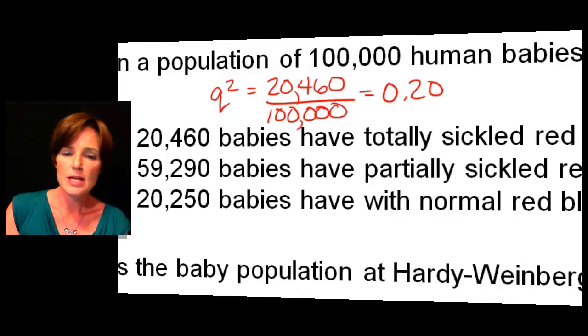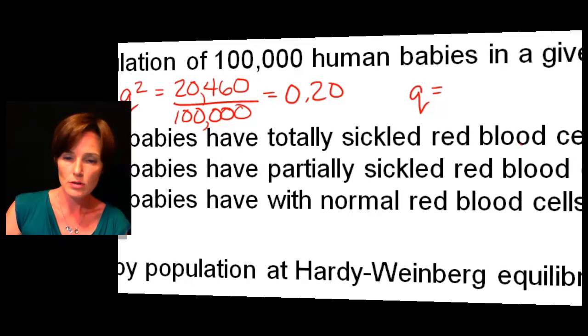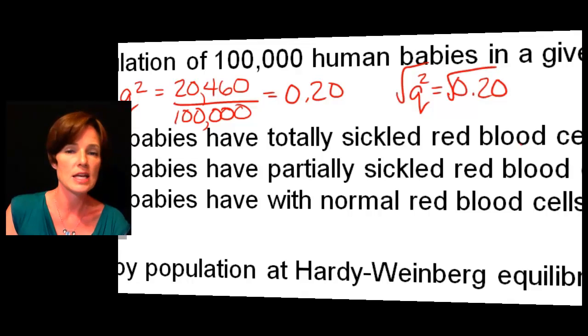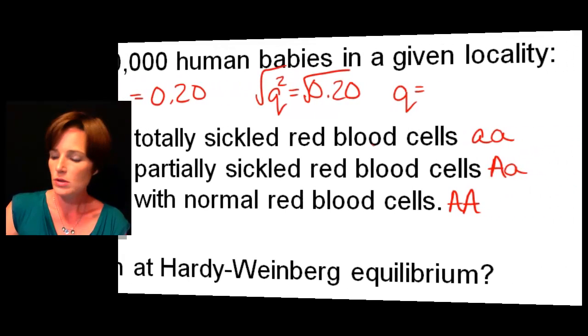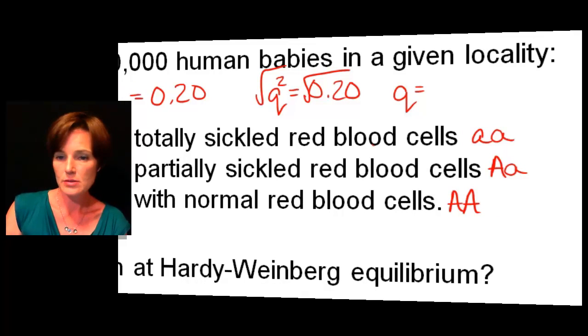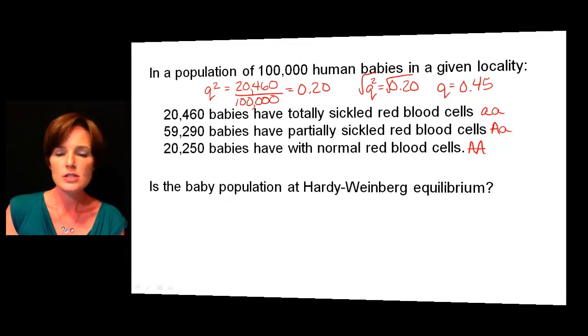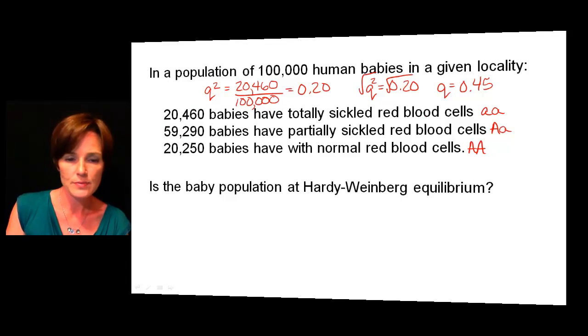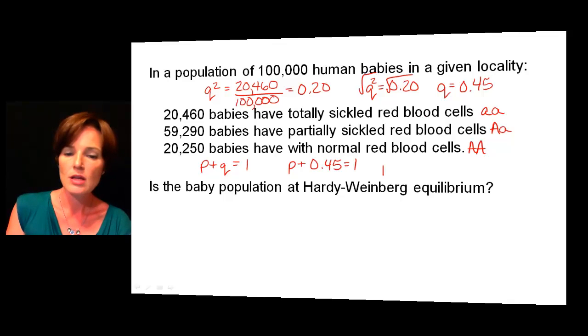If we take that information and use it to solve for Q, remember that if Q squared equals this, then all we have to do to figure out Q would be to take the square root of both sides. So Q is going to then be equal to 0.45. That would be our Q. If we know Q, we can very easily figure out what P is. Remember that P plus Q is supposed to be equal to 1. So if we know that Q is equal to 0.45, then P must be equal to 0.55.